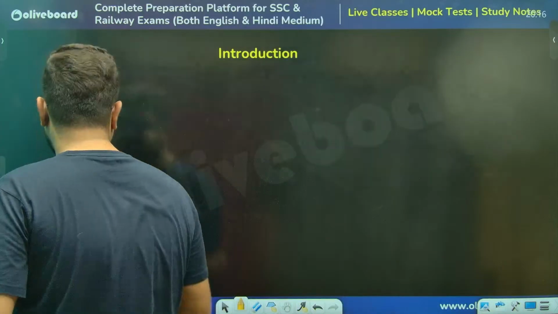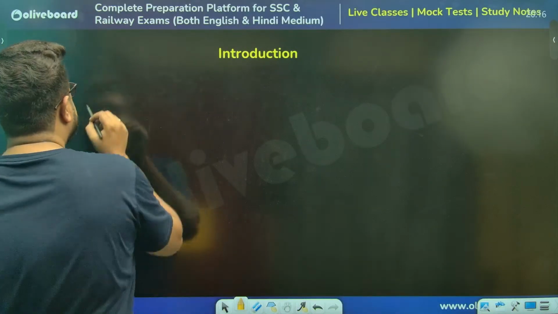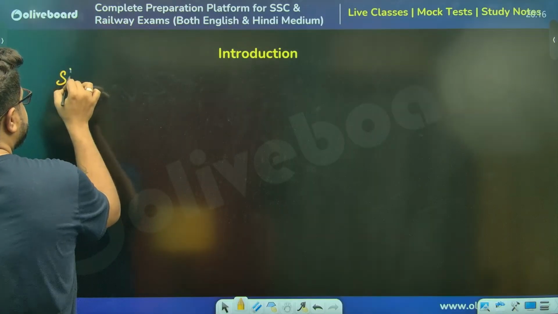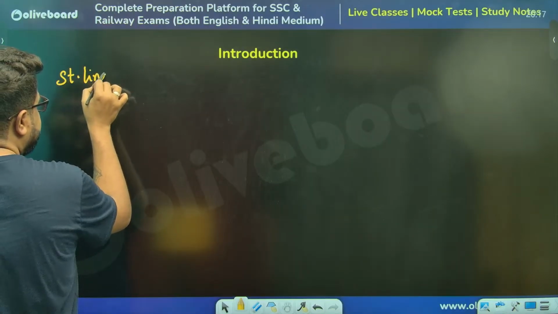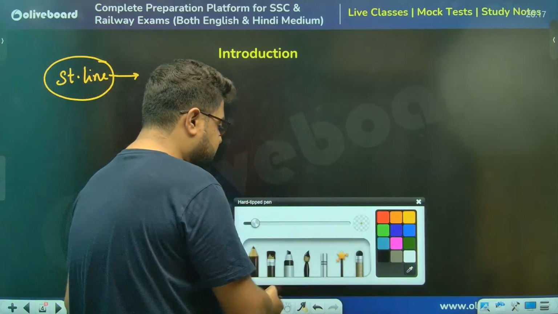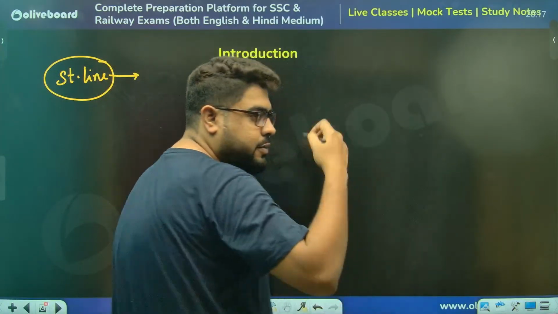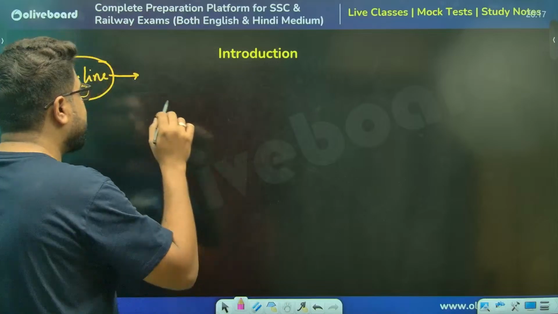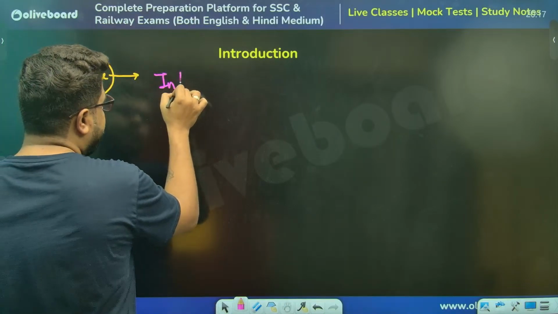Now, in the case of straight lines, we will look at a few things. The most important thing from the exam point of view will always be the intercept form.